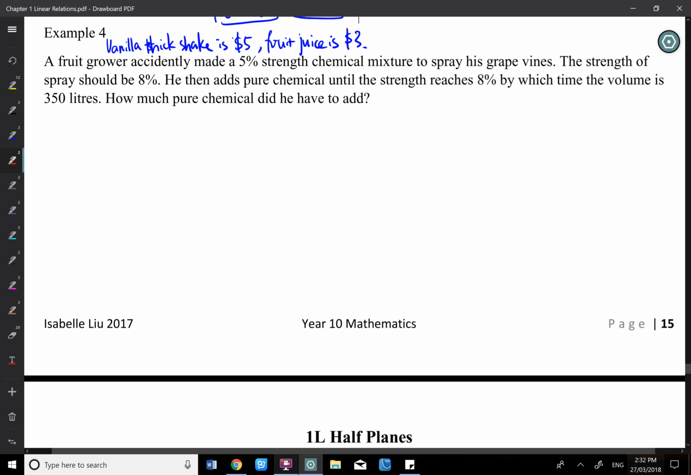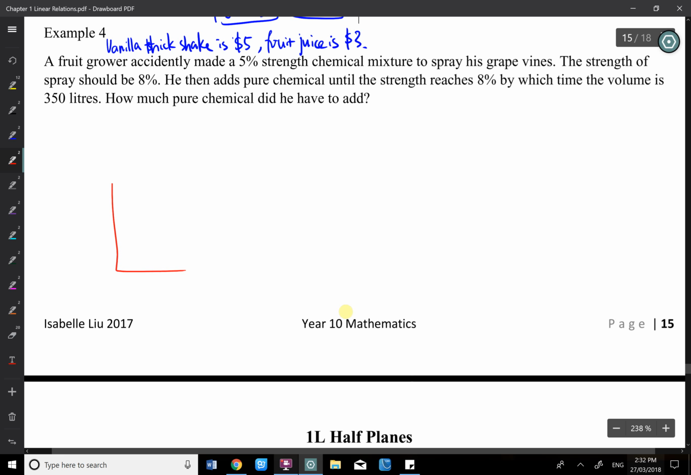Water. Okay, it's water. So say we dilute it, we add water into that to make it not that strong. Okay, what's in the pure chemical? Nothing except chemical. So what's the strength for the pure chemical? 100%. If you have X liters of the pure chemical, you will have X liters of the chemical, right? The volume is X liters, the chemical will be X liters. Okay.